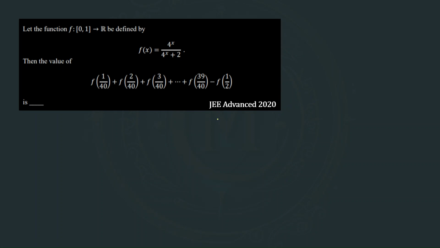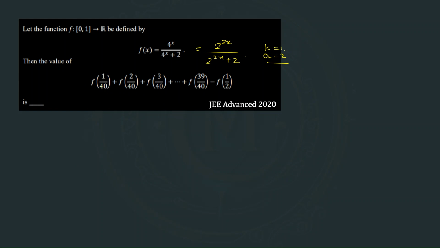This question was asked in JEE Advanced 2020. It says, let the function defined by this, which is of this form. So we can write it as 2 to the power 2x divided by 2 to the power 2x plus 2. Basically, a is equal to 2 and k is equal to 1. So the value of this.